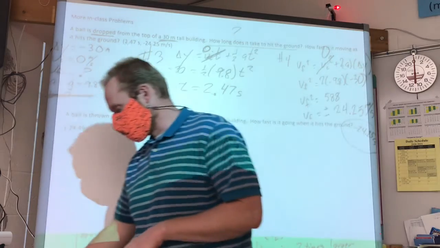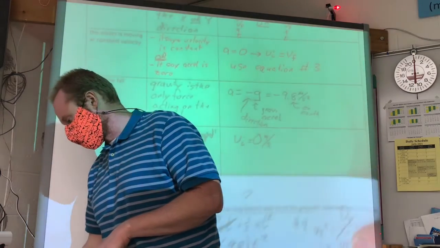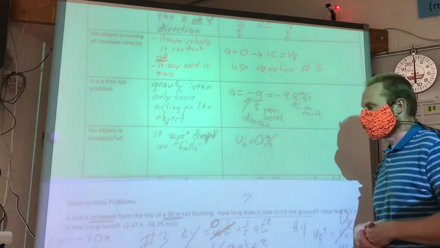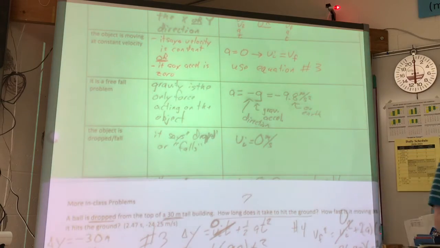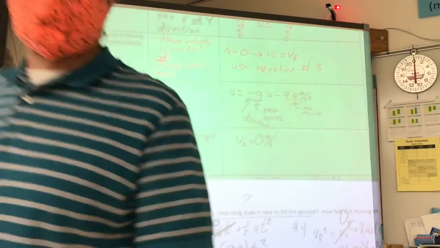We'll just kind of go through and make sure you're getting this set up, at least in the right process. Okay, so we had a ball was thrown down at 10 meters. So I drew an amazing picture.